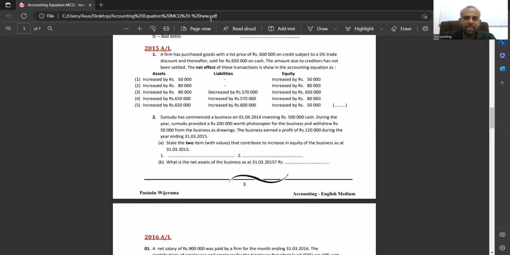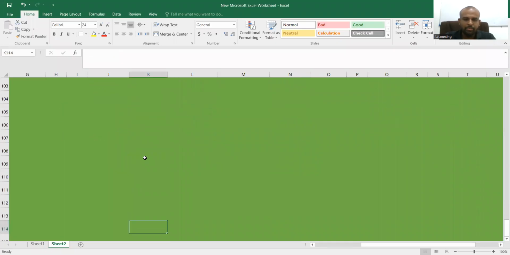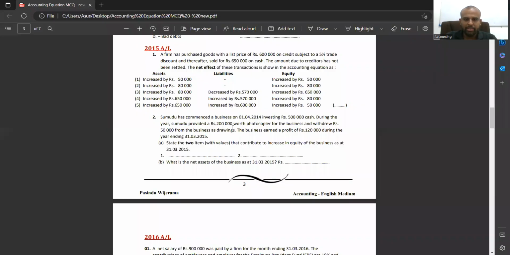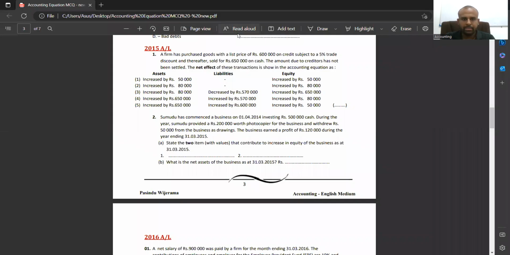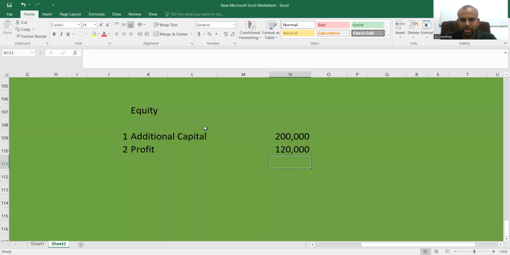So what are the reasons for the equity increasing here? With the values. First one is, we can say, additional capital. Even the initial capital you can take. Additional capital. Tell me, how much is the additional capital that they have introduced? Additional capital that they have introduced was rupees 50,000. Sorry, 200,000. That photocopy machine, 200,000. And tell me another reason. Profit. Profit for the period was 120,000.